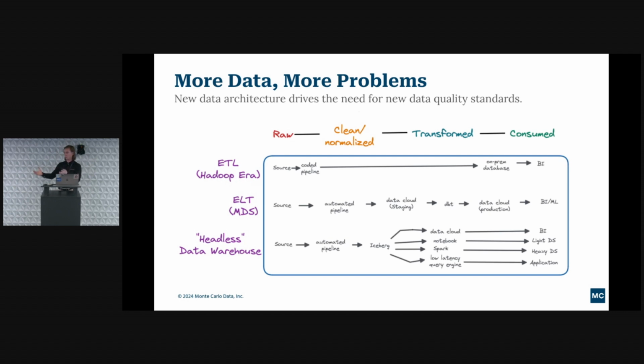And then we can move all the way to why we're here today, talking about the headless data warehouse, the lakehouse environment, and these decoupling systems like Iceberg that allow you to separate out the query engine from the storage format.